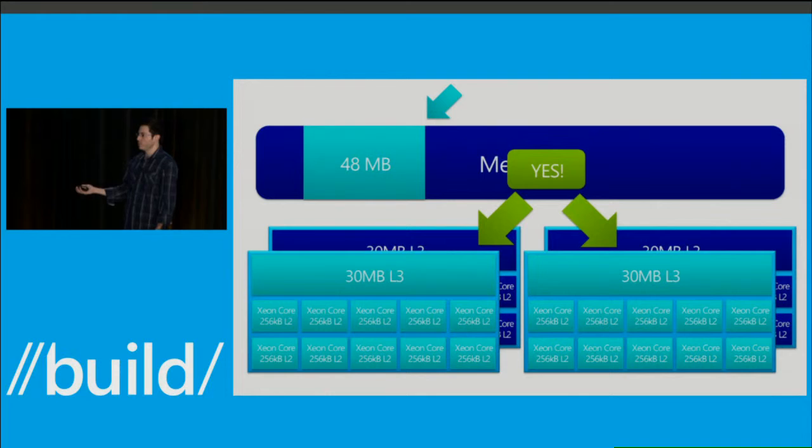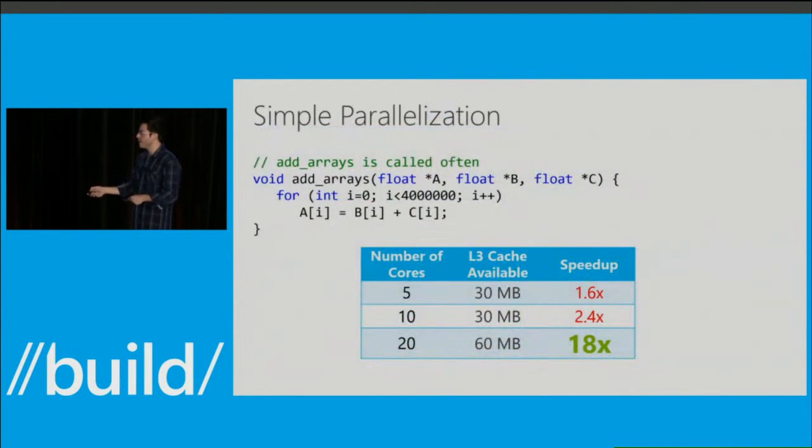However, when you switch to 20 cores, we now have access to 2 L3 caches. Overall amount of memory available on the chips is going to be 60 megabytes, and 48 megabytes, last time I checked, is less than 60. And that's what we get from it. So when you parallelize on this machine on 20 cores, you get an 18x speedup.